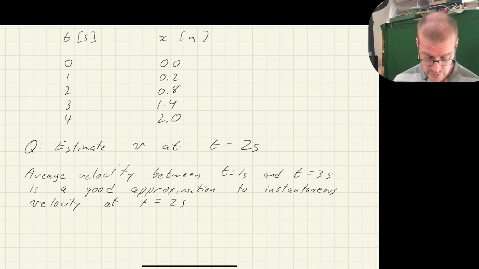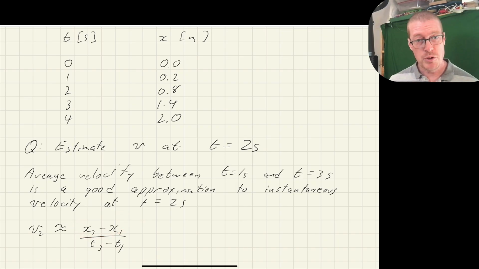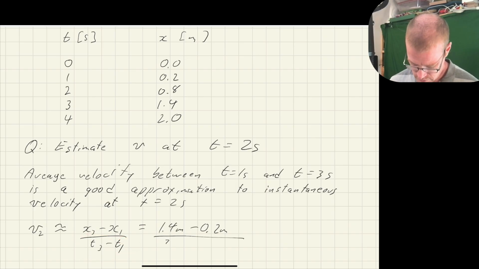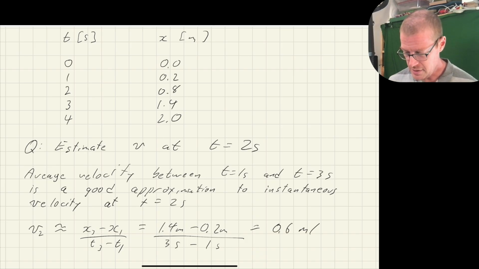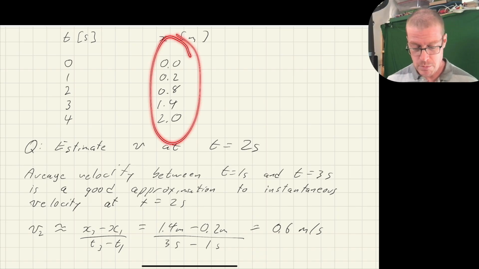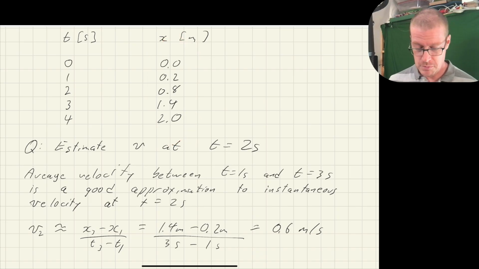All right, so I get that the velocity at time 2 seconds is approximately the distance traveled between time 1 second and 3 seconds and the time elapsed. And if I plug that into my calculator, I get 0.6 meters per second. Later, we're going to use the same approach with spreadsheets to, if I have a function defined by a position, or position versus time defined by some tabulated data, that I can create a curve of velocity versus time.